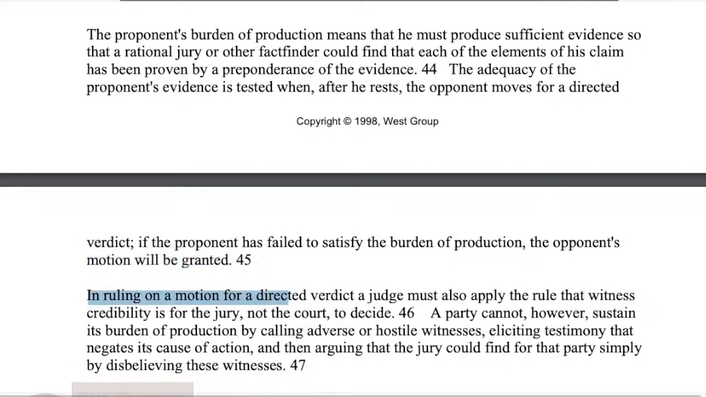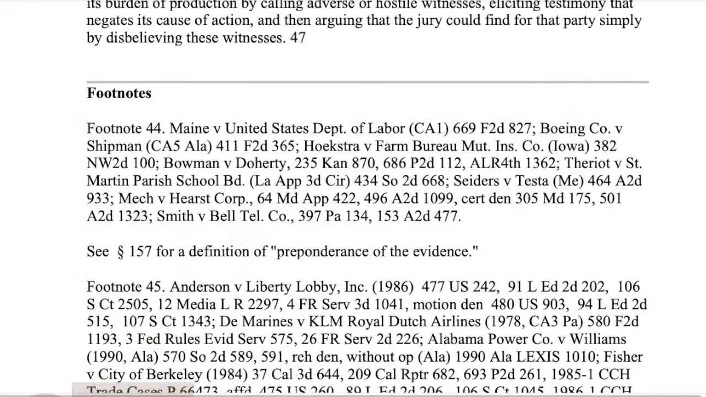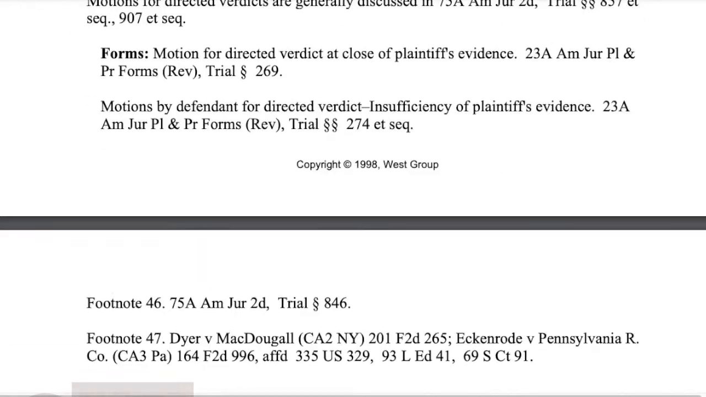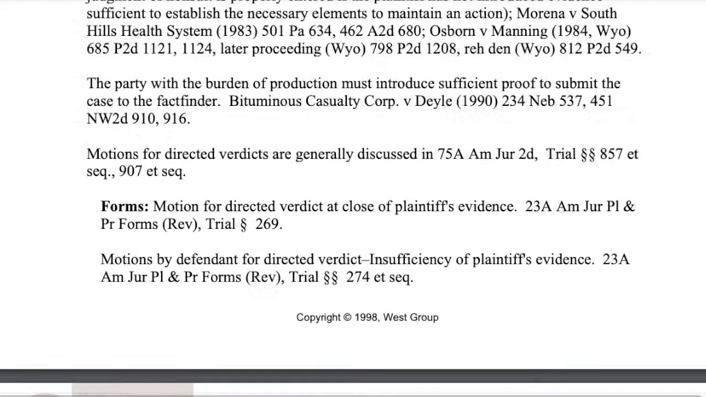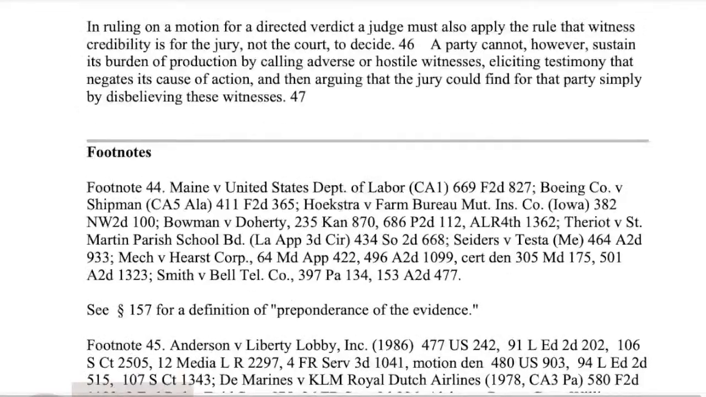In ruling on a motion for a directed verdict, a judge must also apply the rule that witness credibility is for the jury, not the court, to decide. A party cannot, however, sustain its burden of production by calling adverse or hostile witnesses, eliciting testimony that negates its cause of action, and then arguing that the jury could find for that party simply by disbelieving these witnesses. Wow. Of course, we've seen that kind of play out, huh? Footnote 47. Let's see what case that was. We'll come back to the rest of the footnotes. Pennsylvania. All right, let's look at the rest of these footnotes here.